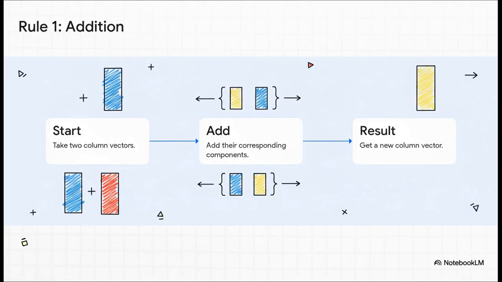Okay, so let's check rule number 1, addition. It's exactly as straightforward as you think. You take two of these column vectors and you just add the matching parts, the top number with the top number and the bottom number with the bottom number. And what do you get? A brand new column vector. So, rule 1, check.